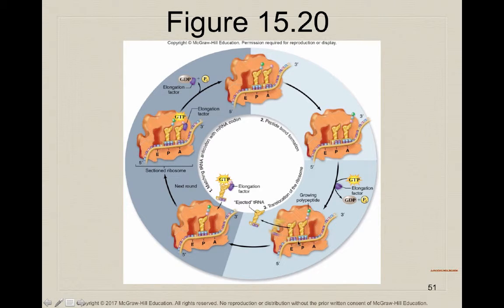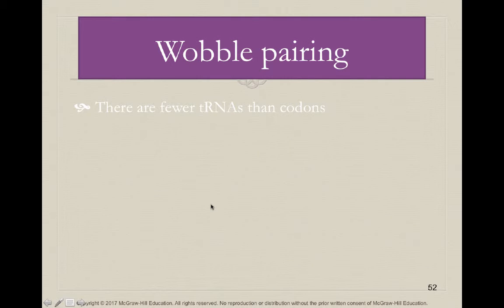The ribosome will slide down. So what was once in the A site is now in the P site, and we have that growing polypeptide chain, and the process just continues.